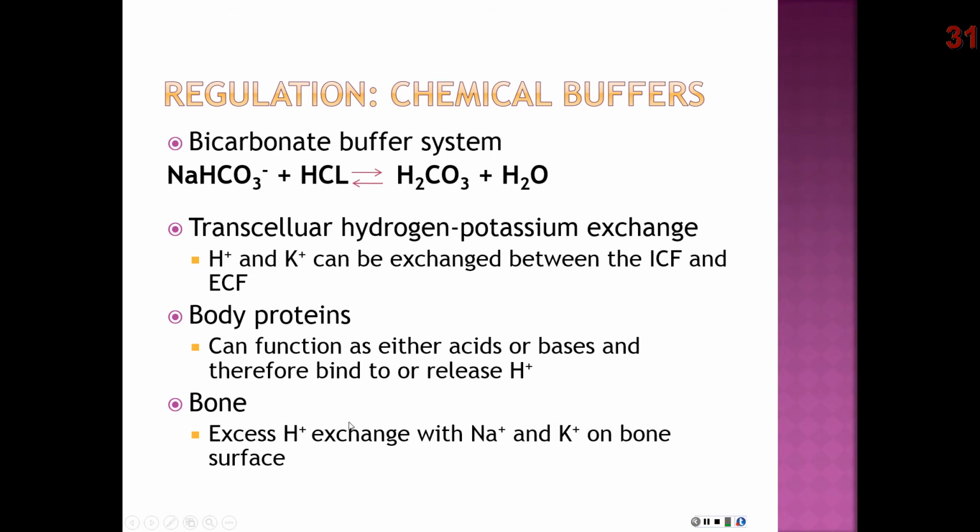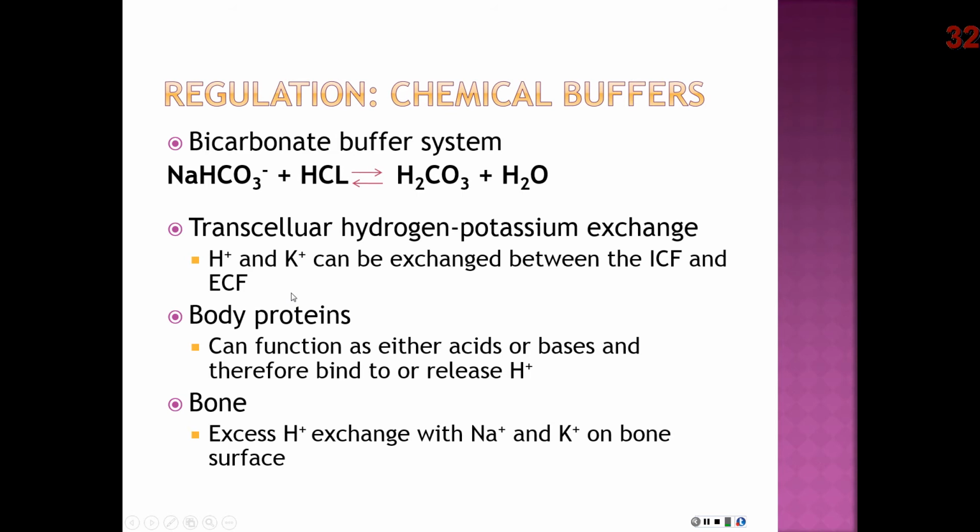Body proteins are great buffers because they can either bind to or release hydrogen, and even the bone plays a role in binding to hydrogen and works along with potassium and sodium with regards to that binding and buffering process. So these are just some of the buffers that exist in the body.